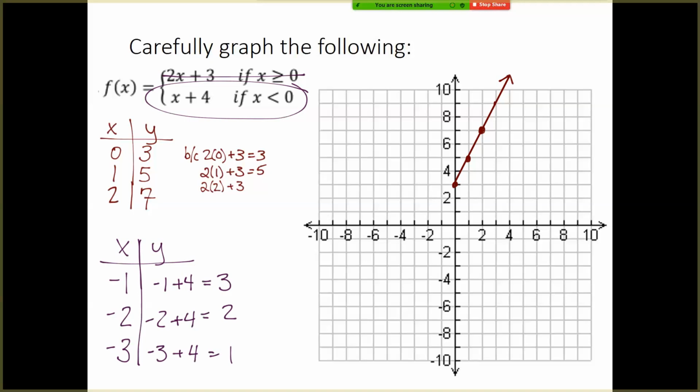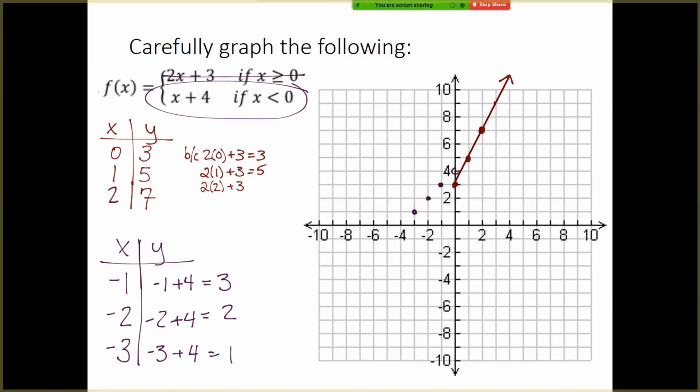So first one I have is -1, 3. -1, 3 happens to be right here. -2, 2 right here. And -3, 1 right there. Keep in mind, I can use any value that's less than 0. That means I can use any number that gets really, really close to 0, like -0.1.